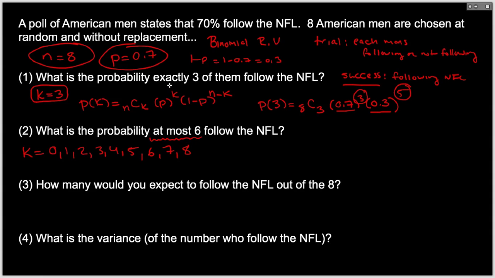So I want to know the probability at most 6. So that means 6 and everything less than 6, right? So the probability of K less than or equal to 6. Well, that's kind of a pain, because we'd have to do P of 0 plus P of 1 plus all the way up to P of 5 plus P of 6. It's just a pain, right? You have to do 6 of them there.